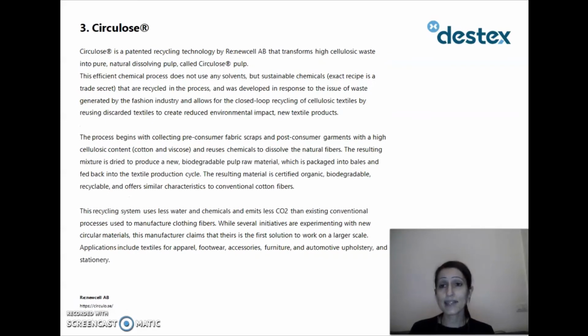Our next case study is the patented recycling technology, which is able to transform high cellulosic waste into pure, natural dissolving pulp. This efficient chemical process does not use any solvents but sustainable chemicals that are recycled in the process, and was developed in response to the issue of waste generated by the fashion industry. It allows for the closed-loop recycling of cellulosic textiles by reusing discarded textiles to create new textile products with reduced environmental impact.